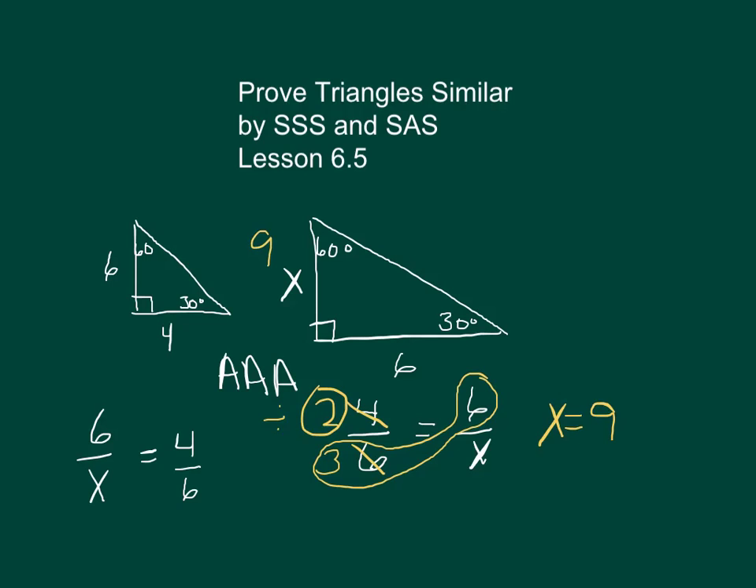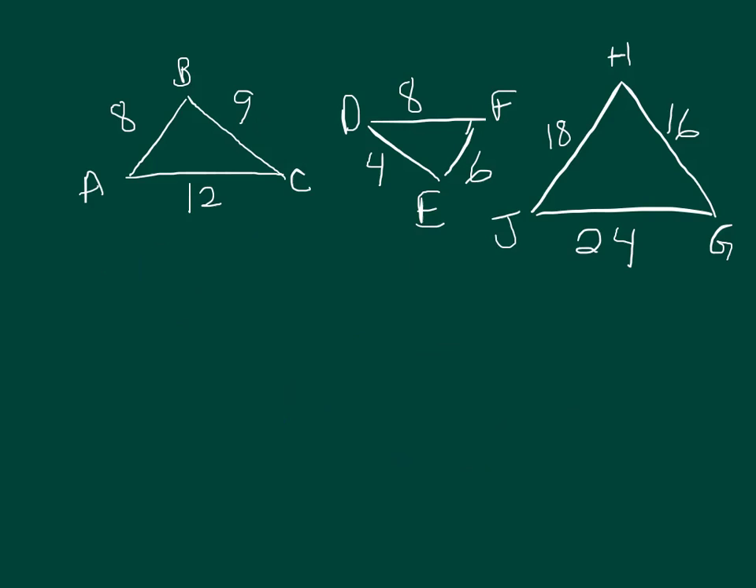So that was proving triangles similar by AAA. Now, let's go ahead and go to SSS. Okay, these are three triangles. Let's see if they're similar to each other. For the SSS similarity theorem to work, all three sides need to be in proportion to the other sides. So one of the hardest things about doing this is to make sure that you have the right sides, the correct sides being similar to the other correct sides.